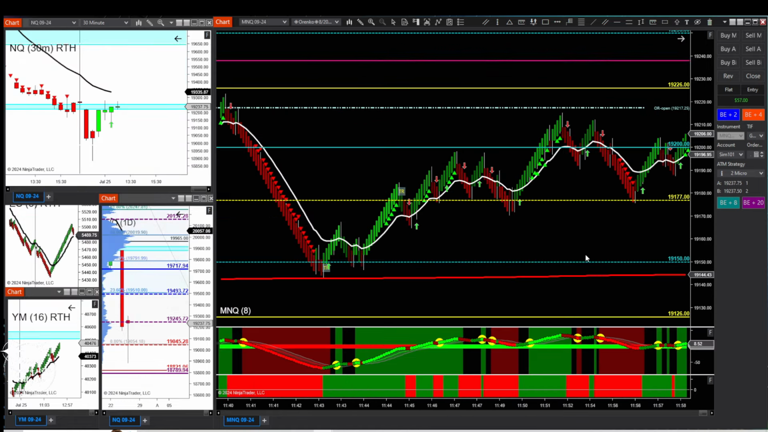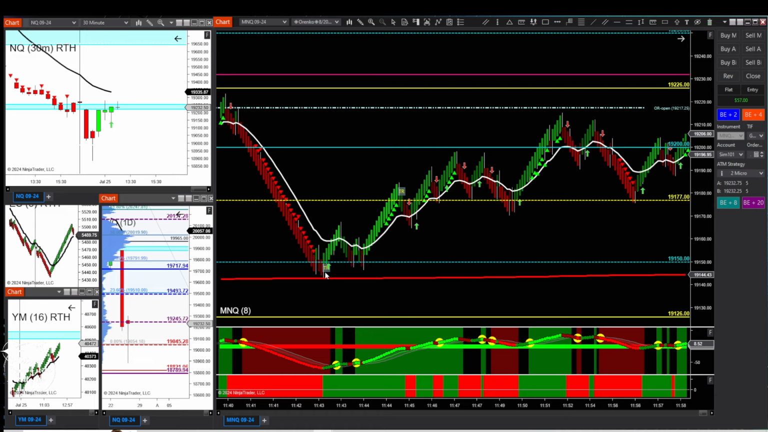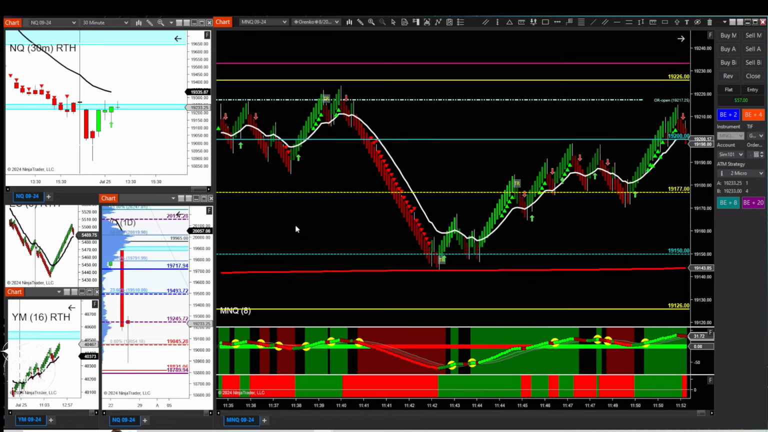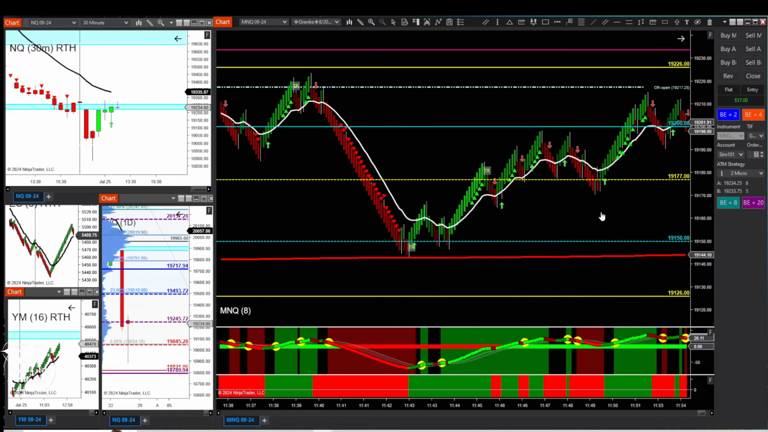But how I'm using this indicator, the TR represents a trend reversal. When you see this, you want to tighten your stop. I wouldn't necessarily close your position, but you want to definitely tighten your stop because we could get a full reversal or we could just get a little pullback. They're pretty accurate, I will say. This indicator overall is very accurate.